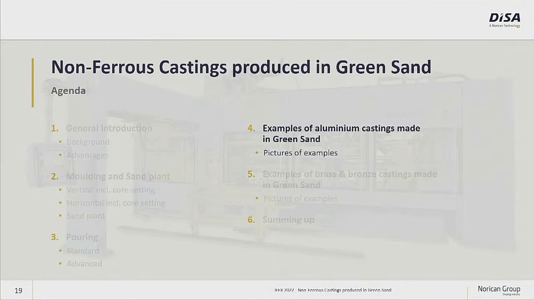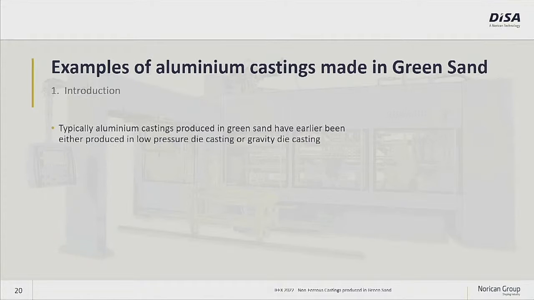So this was a little bit about the technology that we use to produce aluminum and brass and bronze castings. Now let's look at some examples of castings produced with success today in green sand. First of all, we have to say something when we talk about aluminum castings and green sand molding.